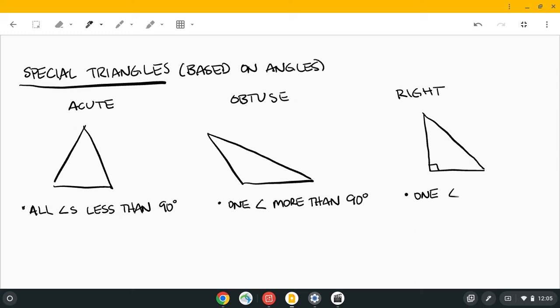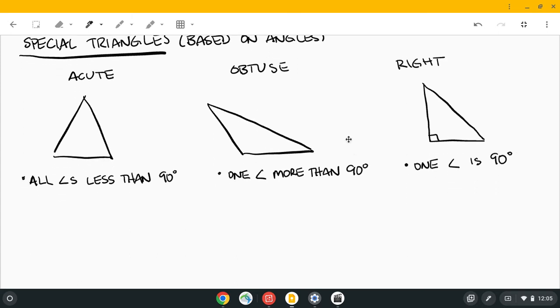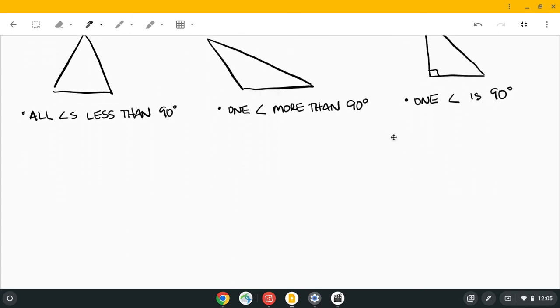So one angle is 90. And we're going to be focusing on that right triangle, but these are just some classifications. Let's take a look at the right triangle and see if you remember how to use the Pythagorean theorem. All right, so right triangle.